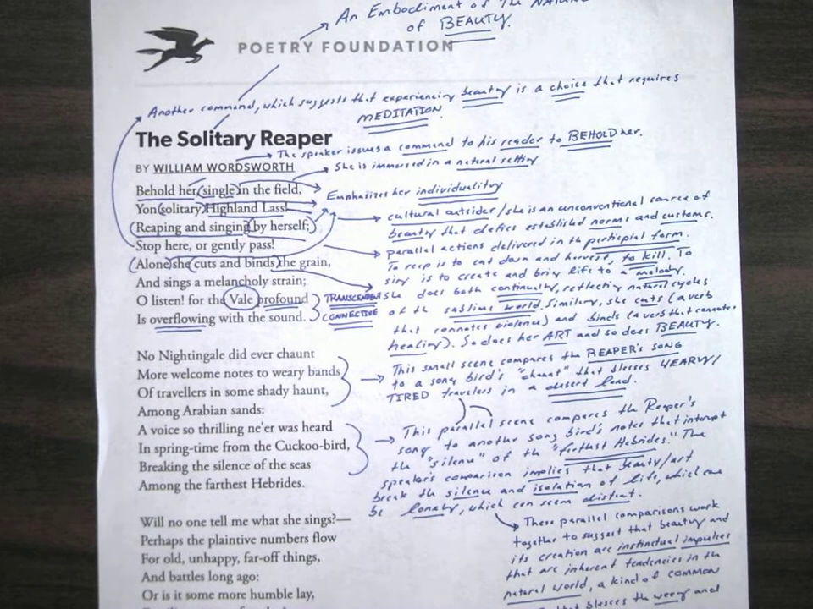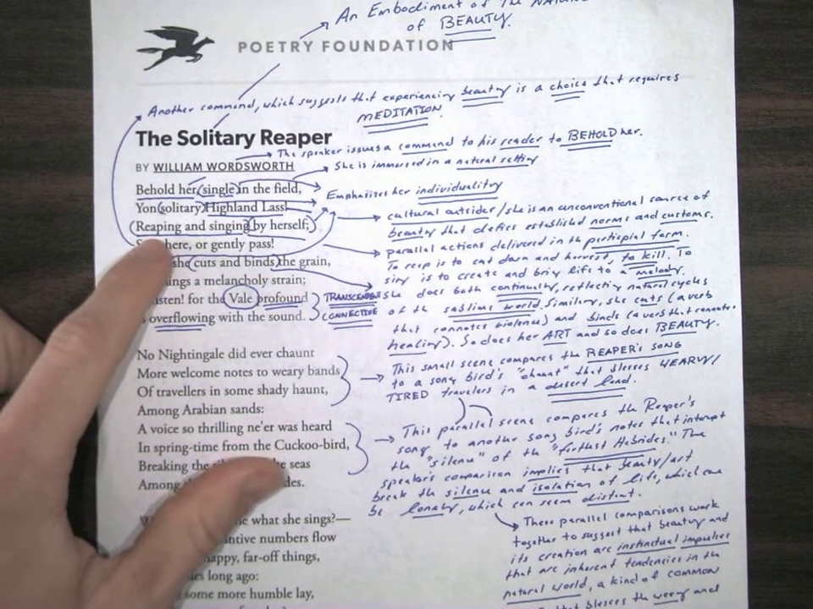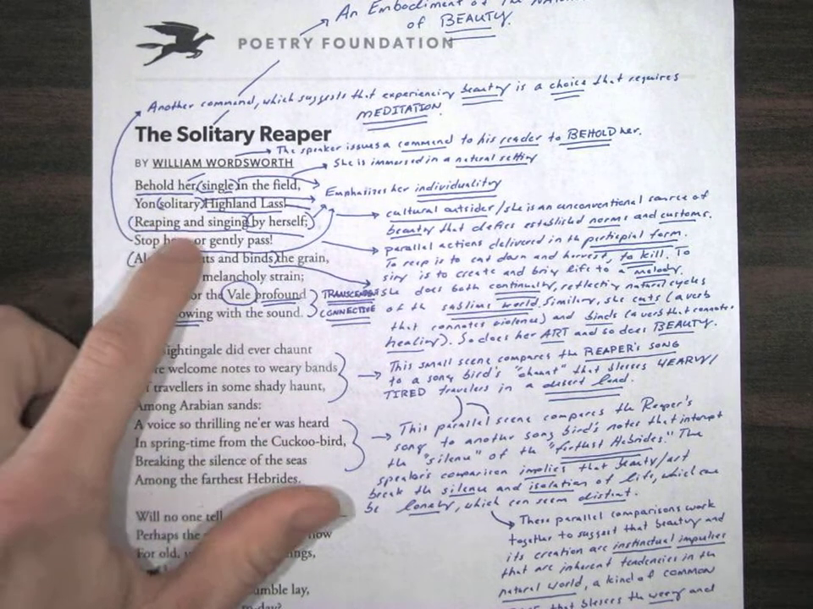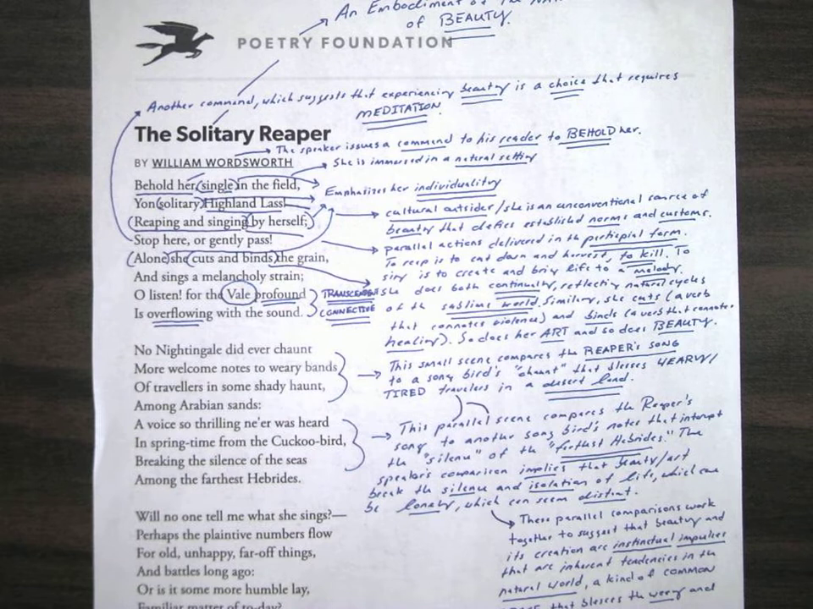She's reaping and singing by herself. I want you to notice the parallel actions, reaping and singing. Okay, so both of these actions are delivered in the participial form, reaping and singing. The participial form of those words helps indicate that it's continual. It's something that she's doing over and over again, and these actions are ingrained in one another. She is reaping as she is singing, and she's singing as she is reaping over and over again.